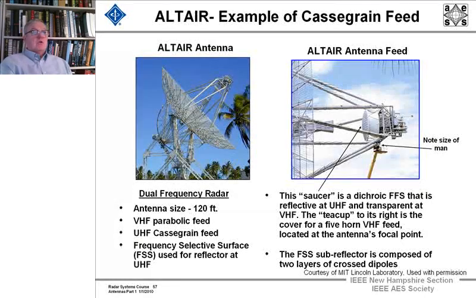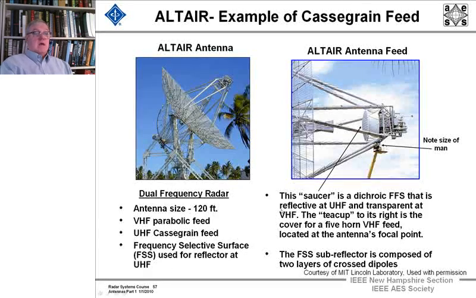Now I want to show you a couple of different Cassegrain feeds that boggle the mind. This is again the antenna. This weighs something over 900,000 pounds, almost 1 million pounds, this antenna does. And it's really a dual antenna, a VHF parabolic feed and a UHF Cassegrain feed, and it's got what's called a frequency selective surface used for the reflector at UHF.